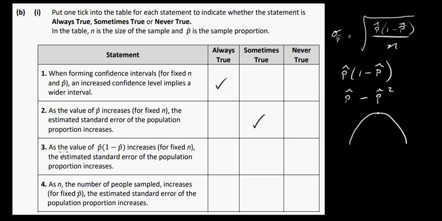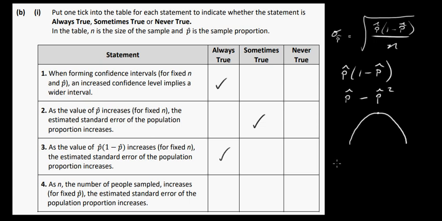Okay, what about number 3? As the value of p hat times 1 minus p hat increases for fixed n, the estimated standard error of the population proportion increases. Again, this is always true. As the value of this expression, the numerator of this fraction, increases, the estimated standard error will increase. In other words, as the numerator of a fraction increases, the fraction itself will increase.